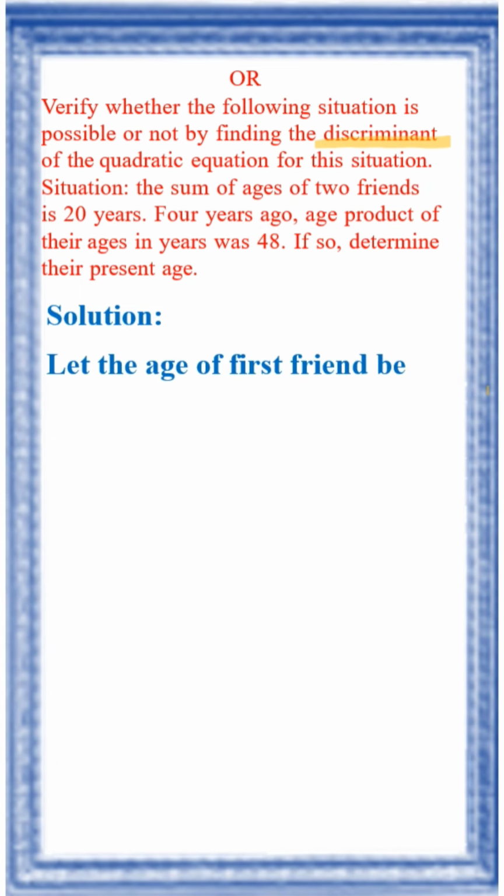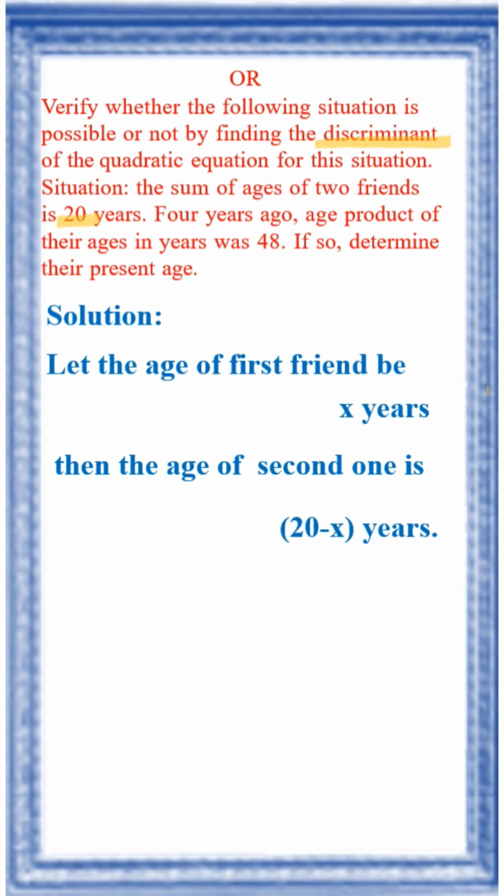Now we have two friends. Let the age of the first friend be x years. Then the sum of the ages is 20 years, isn't it? So x plus y is equal to 20. y is 20 minus x. So his age is 20 minus x years.